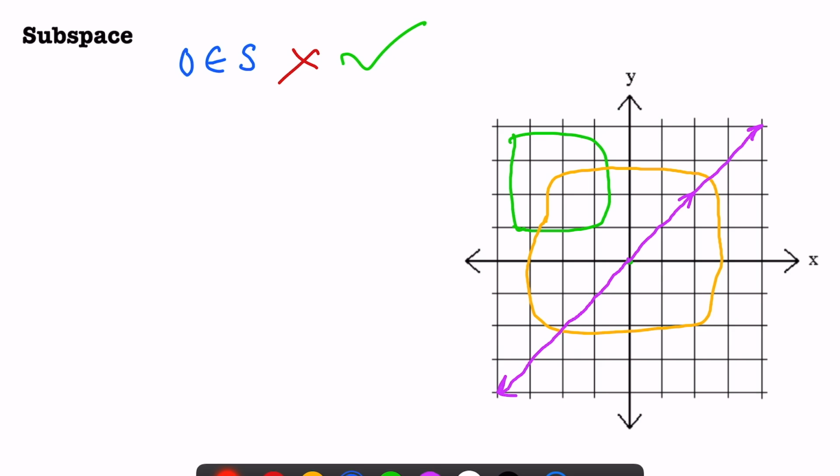Similarly, we can see that if we take two vectors in this subset, one is this one and one is this one, and let's try adding these two. The addition also is not closed in this subset. So this is not a subspace.